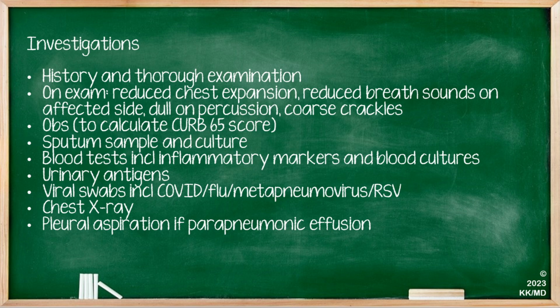You would then move on to radiology, and the first thing that you would be starting with is a chest radiograph, which can show you the evidence of consolidative changes. And then you can consider a pleural aspiration, especially in the case of a parapneumonic effusion. We will be talking in more detail about pleural effusion in one of the future videos.